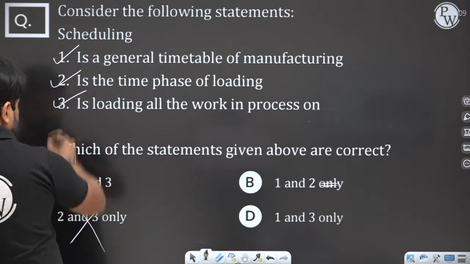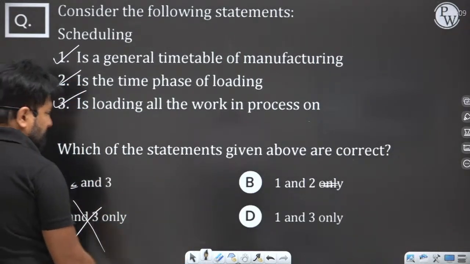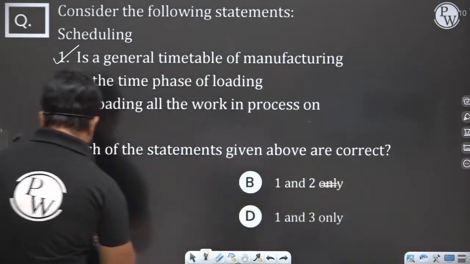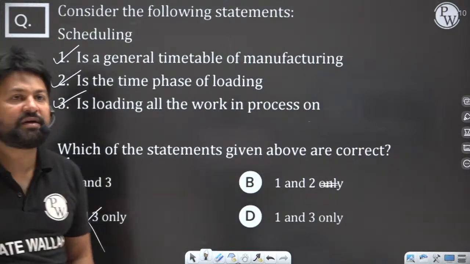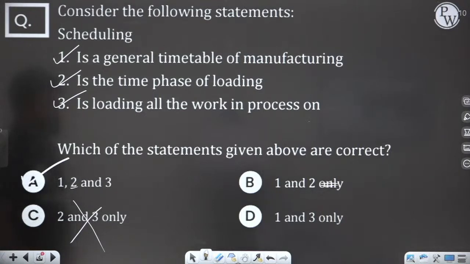Now here 1, 2, 3 is the correct option. That is your option A. Am I clear? That is your option A, my dear.